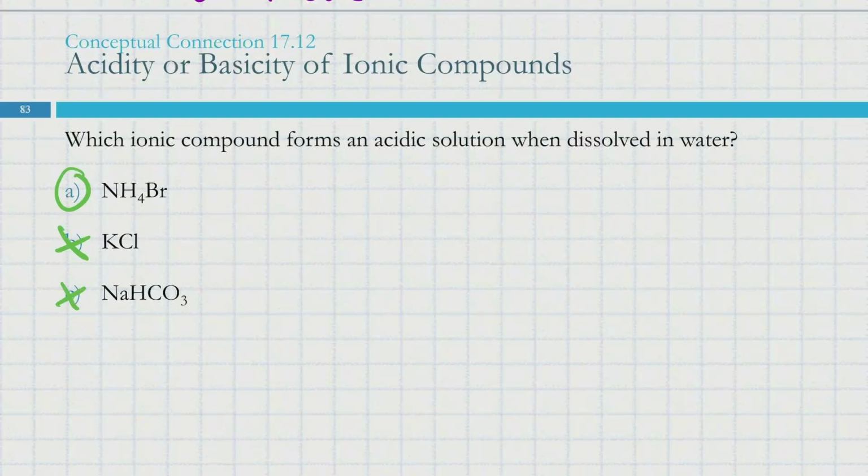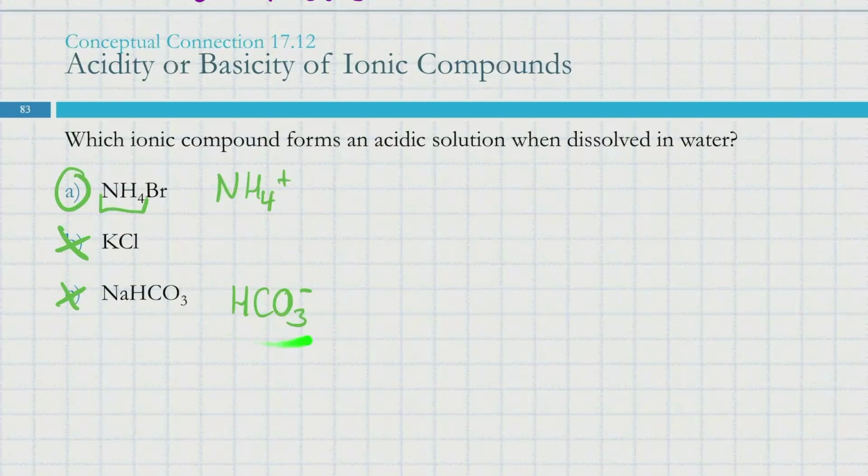So the two ions across all three of these ionic compounds that will actually form not a pH neutral solution are the ammonium and the hydrogen carbonate or bicarbonate. So those are the two ions that will actually change the pH of the solution.